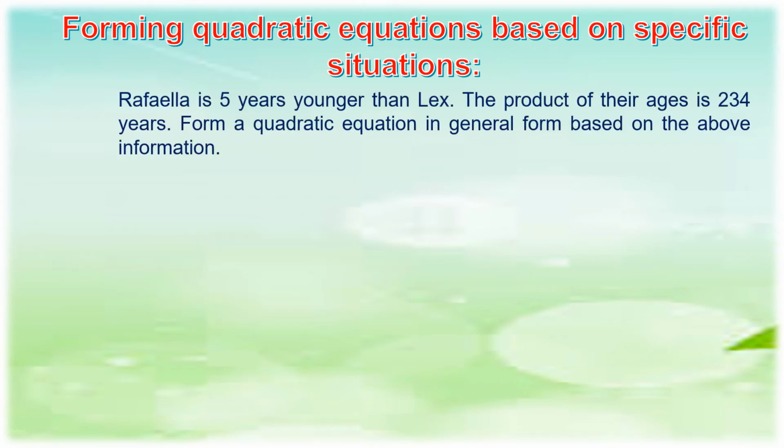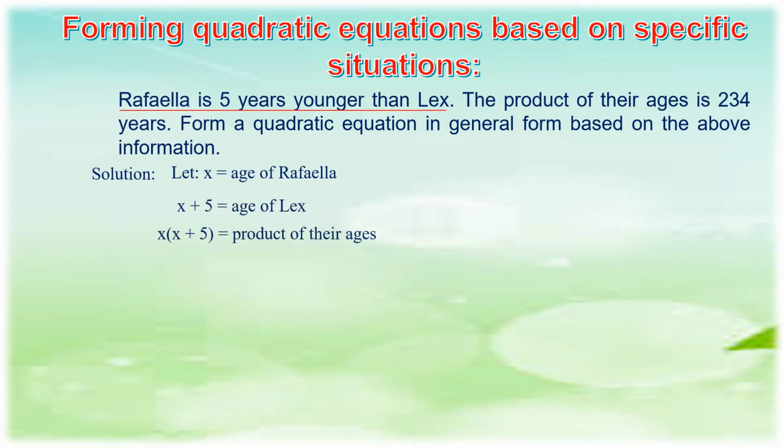Now let us have forming quadratic equations based on specific situations. Let us read all together the problem. Rafaela is 5 years younger than Lex. The product of their ages is 234 years. Form a quadratic equation in general form based on the above information. So in here, we are going to represent the age of Rafaela as x and the age of Lex as x plus 5. Then the product of their ages would be x times x plus 5. So the working equation will be x times x plus 5 is equal to 234.